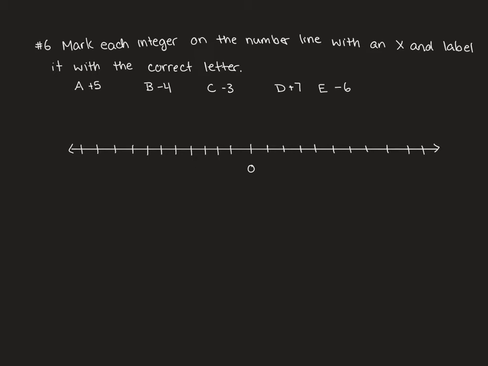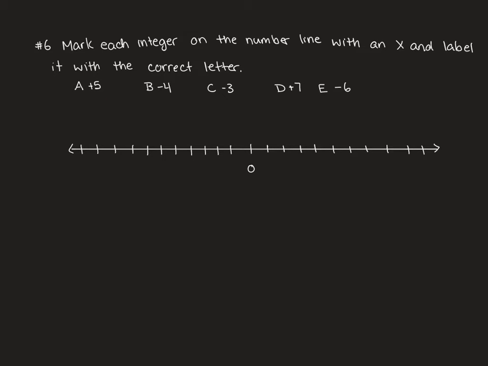For question 6, they're going to give you a number line that is incomplete, so they'll have 0, 8, and -8 marked. And they're going to ask you to mark each integer, so these are the integers they're talking about, on the number line with an X and then label it with the correct letter. So we're going to start with A is +5.